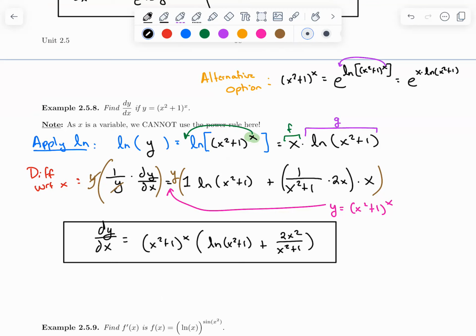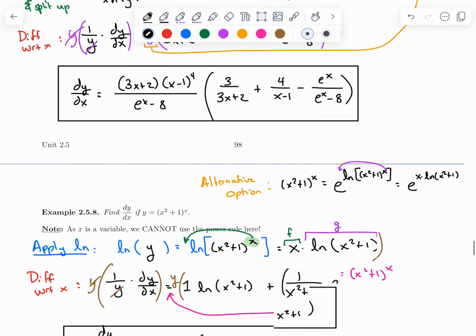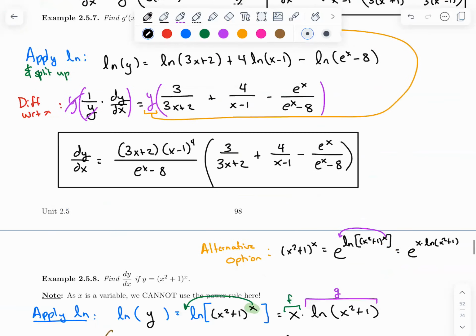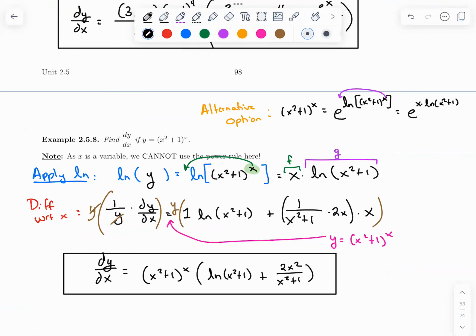But since you can use logarithmic differentiation in two different ways, might as well use it that way. Might as well learn this way instead of the alternative option. Granted, if you want to do it that way, you're more than welcome to. It's completely valid, but I wouldn't.